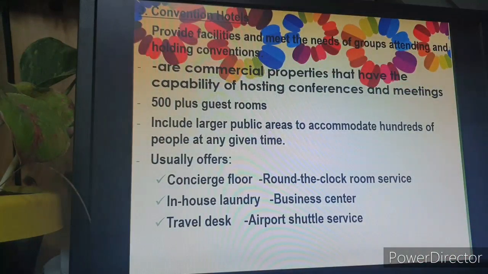Next in line, number 3, Convention Hotel. From the word itself, they mainly cater to the guests who will attend MICE, provide facilities and meet the needs of groups attending and holding conventions. They are commercial properties that have the capability of hosting conferences and meetings. Usually 500 plus guest rooms, and include larger public areas to accommodate hundreds of people at any time.